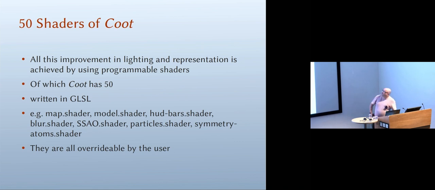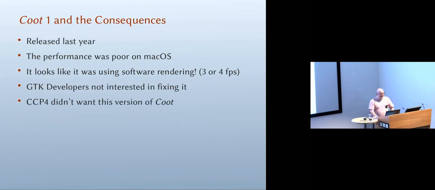So as I mentioned, this is all done with improved lighting. And the way this is done is programmable shaders. So you have access to these programmable shaders, of which there are 50. They're written in GLSL, and you can change them. You can change them to however you like. They're overridable by the user.